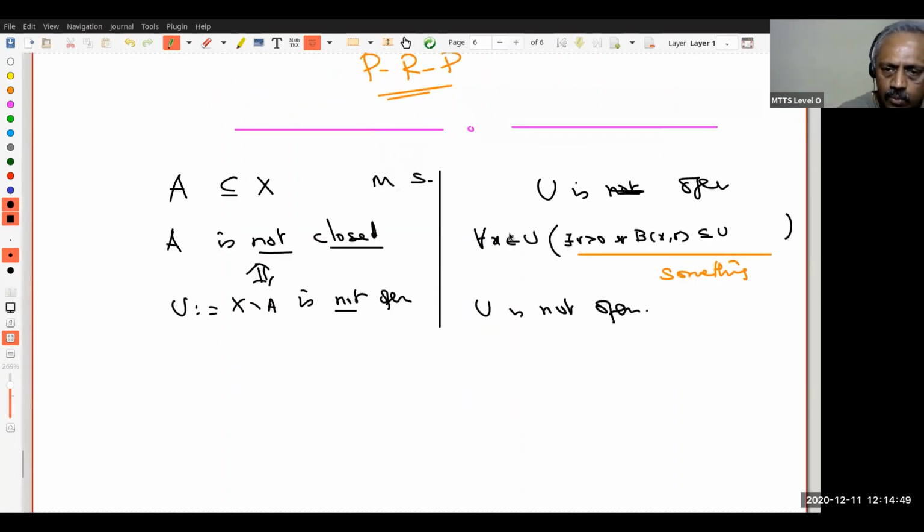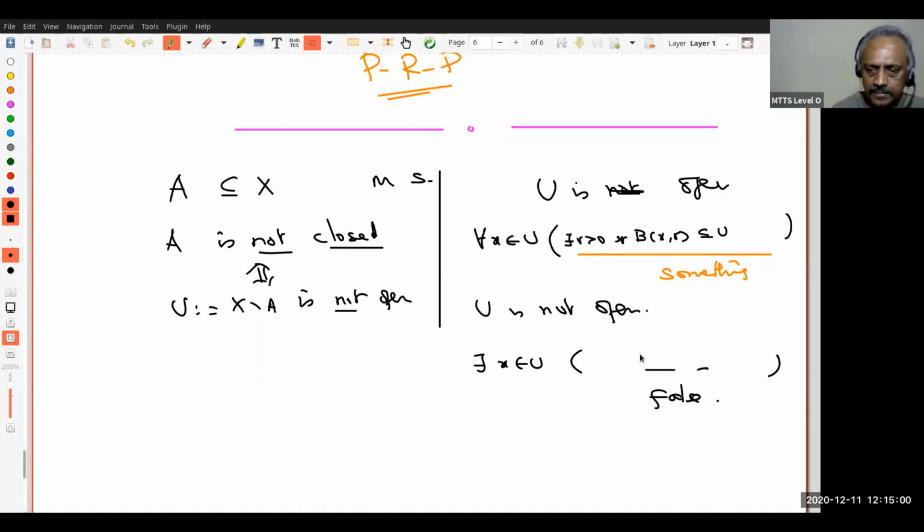At least there exists one x in U for which this is false, right? That means there is an x in U for which this is false. Whatever it is, this does not happen. What should happen? Given my x, I should be able to find at least one r so that B(x,r) is contained in U. That is false. What does it mean? Give me any r positive, then B(x,r) is not contained in U.